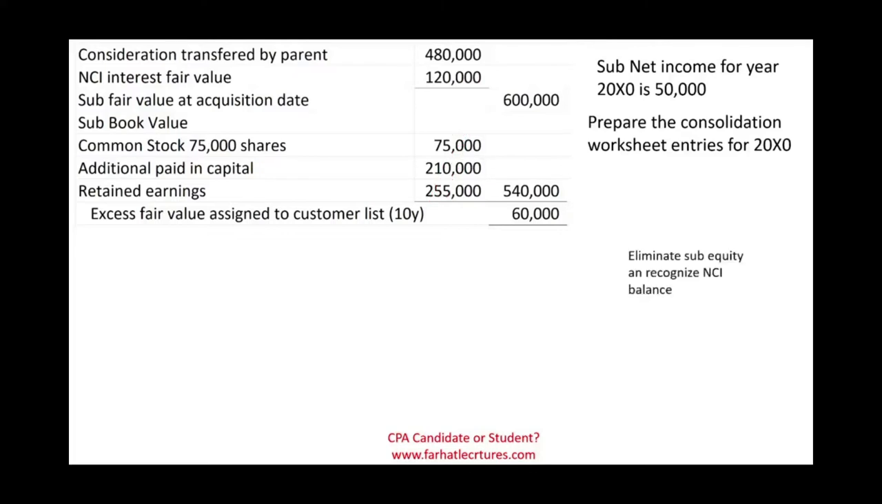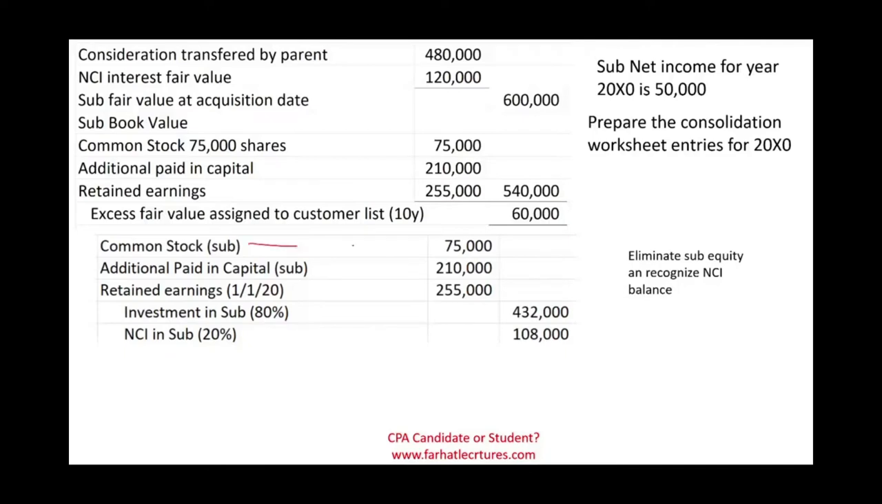Well, let's do that. We're going to debit the common stock of the sub, $75,000, to eliminate this account. Debit additional paid in capital, $210,000, to eliminate this account. Debit retained earnings, $255,000. Now, in reciprocity, we're going to credit the investment account for 80% of this balance. So we're going to take this balance, $540,000 times 80%, that's $432,000. And we're going to take this balance, $540,000, multiplied by 20% to establish the NCI, 108.